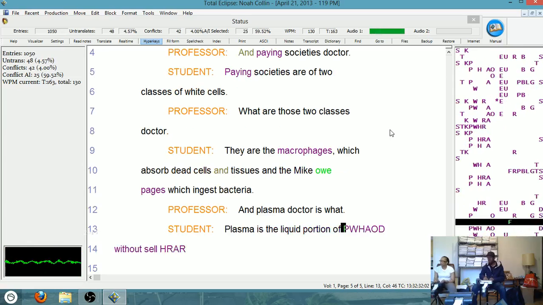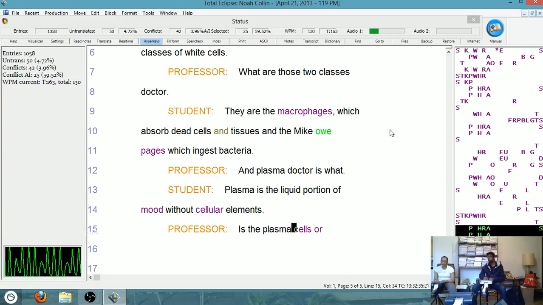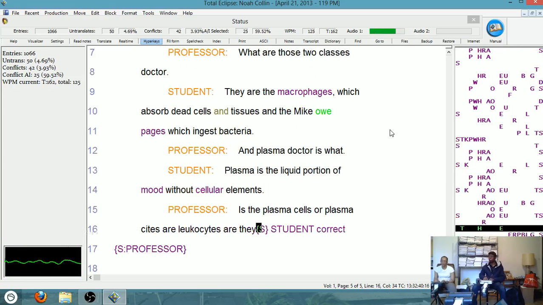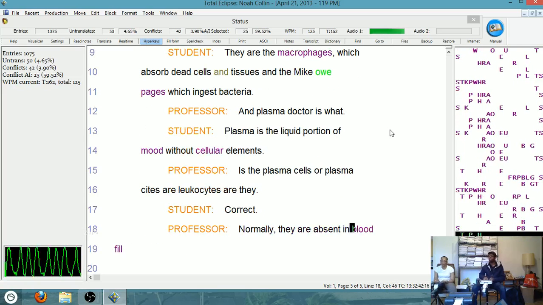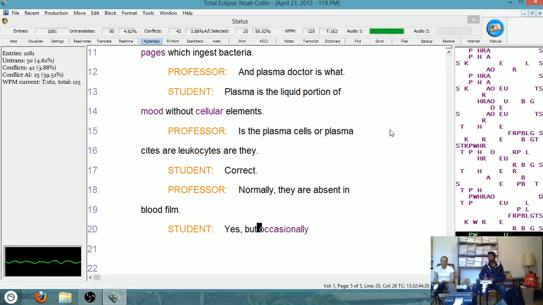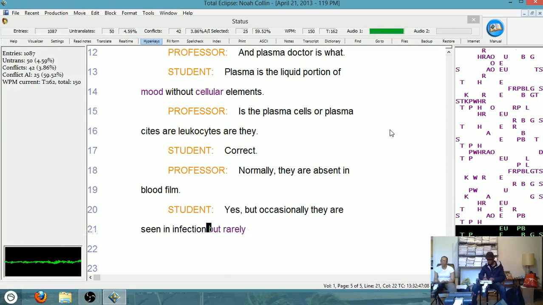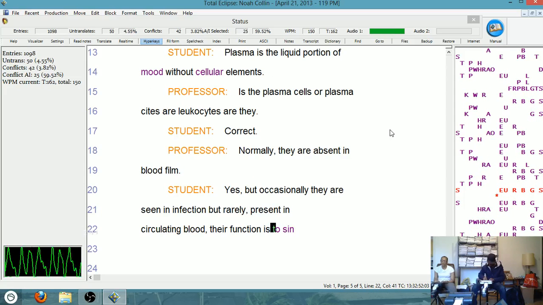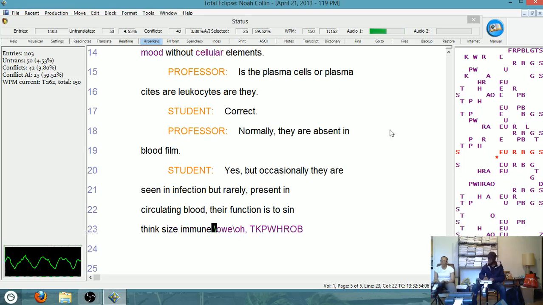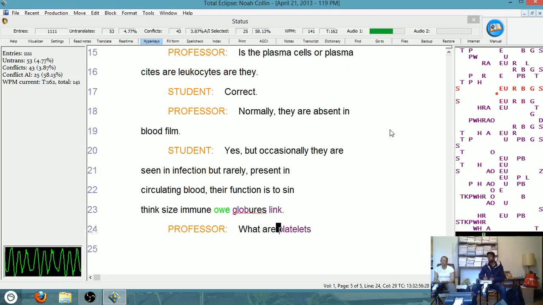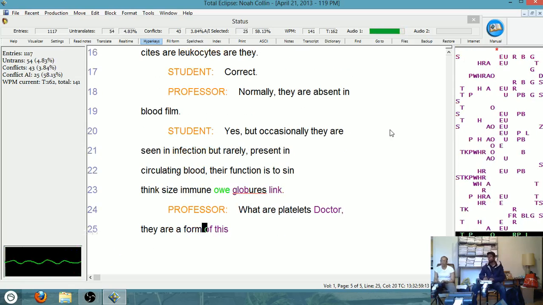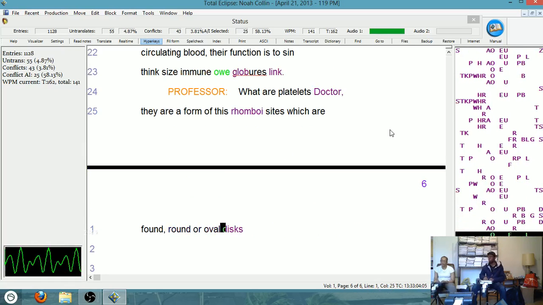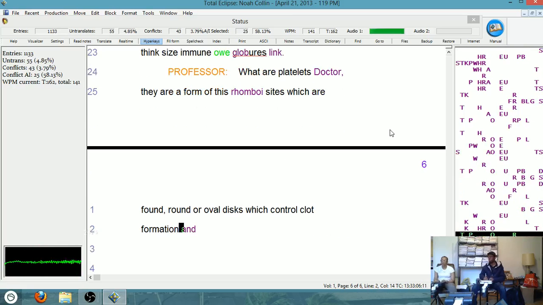And the plasma cells, or plasmacytes, are leukocytes, are they? Correct. Normally, they are absent in blood film. Yes, but occasionally they are seen in infection, but rarely present in circulating blood. Their function is to synthesize immunoglobulins. What are platelets, Doctor? They are a form of thrombocytes, which are round or oval discs, which control clot formation and clot retraction.